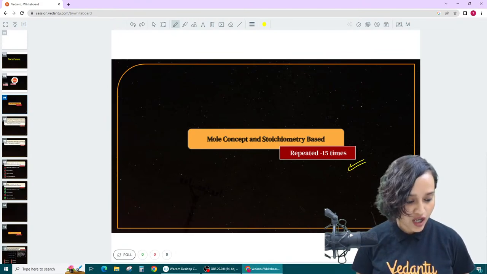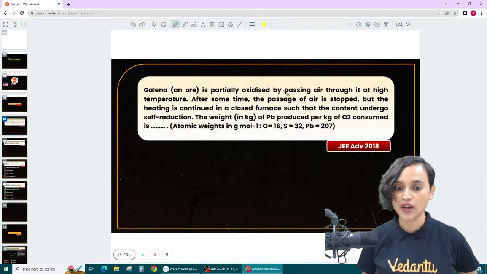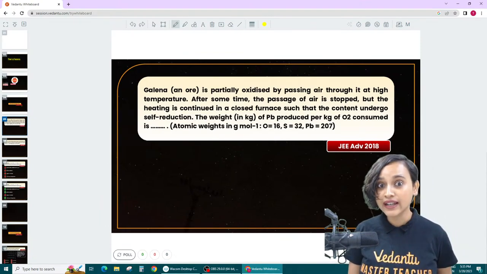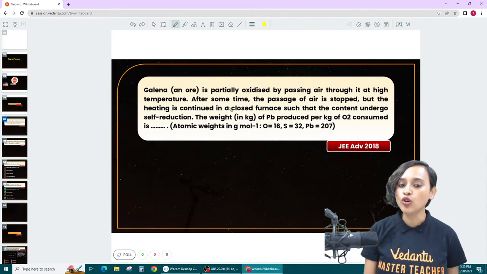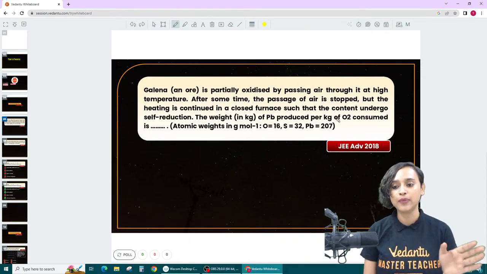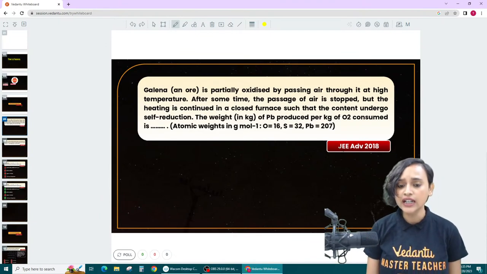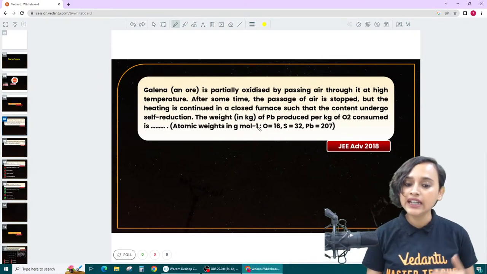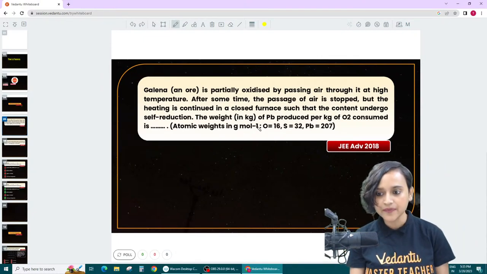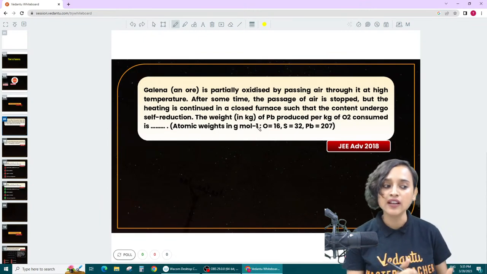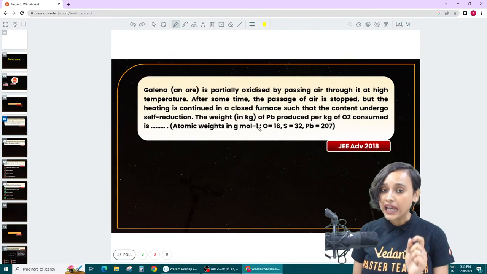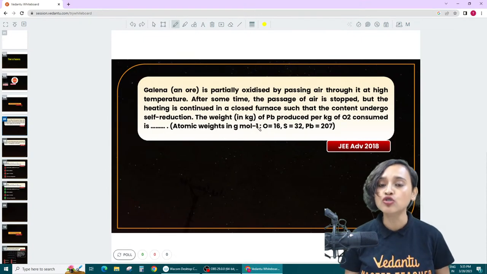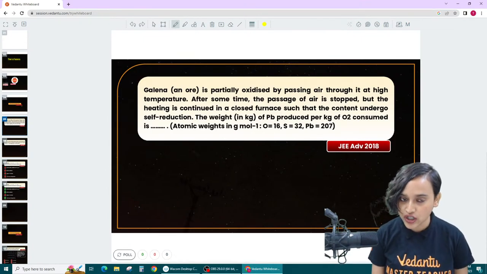So shall we start? Let's begin with our first question. Our first question is galena. Galena is an ore of lead, if you remember. Galena is an ore which is partially oxidized by passing air through it at high temperature. After some time, the passage of air is stopped, but the heating is continued in a closed furnace such that the content undergoes self-reduction. The weight in kg of plumbum, that is lead, produced per kg of oxygen consumed is. So this is an integer type question that you will have to answer.